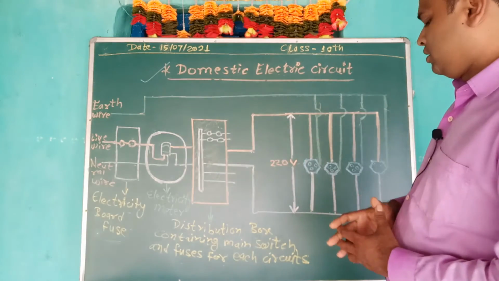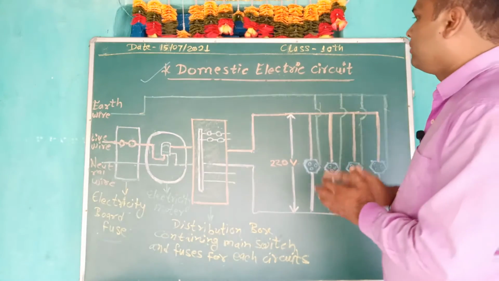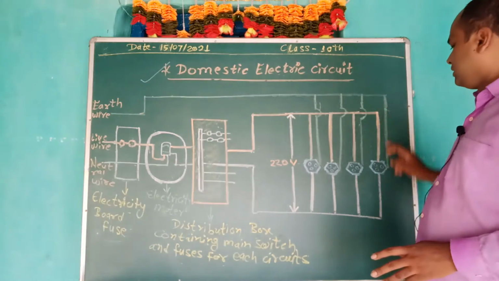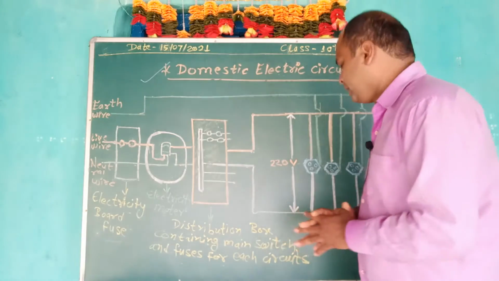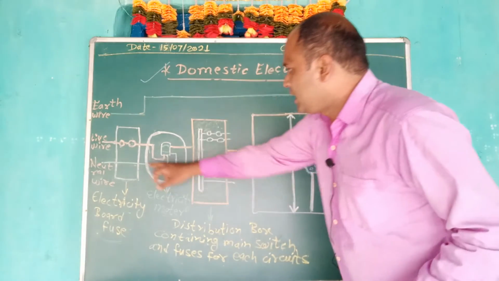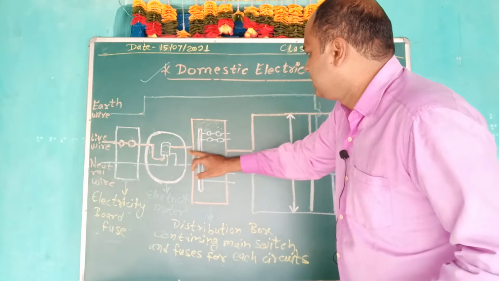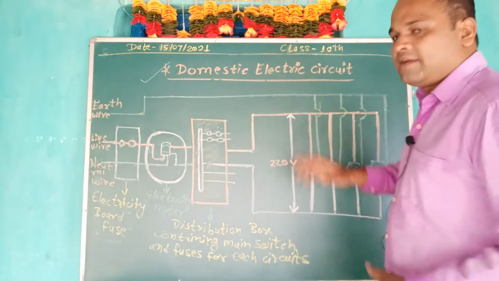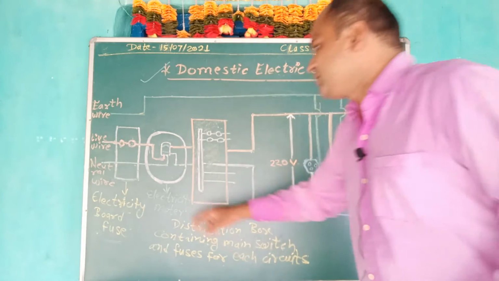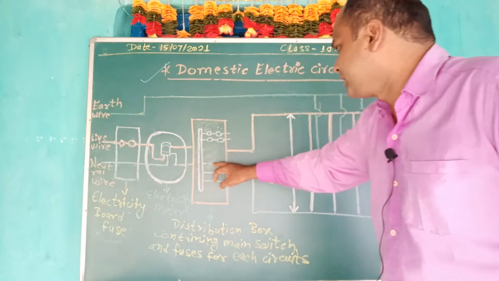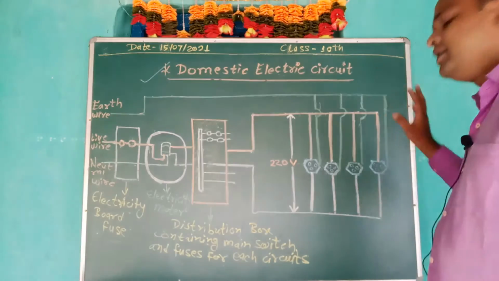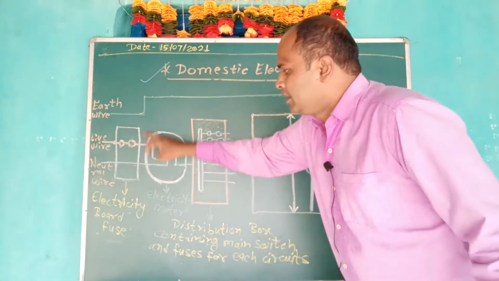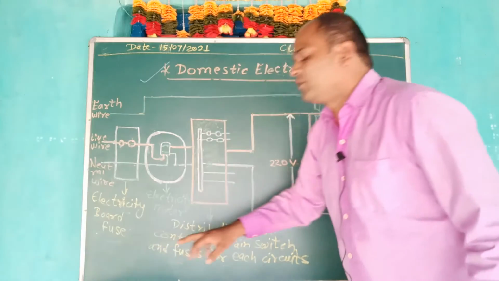In this common domestic circuit diagram, these are the parts. This wire is the earth wire. This wire is the live wire, and this wire is the neutral wire. This rectangle box is the electricity board fuse.